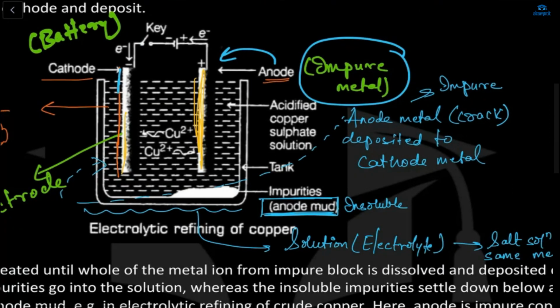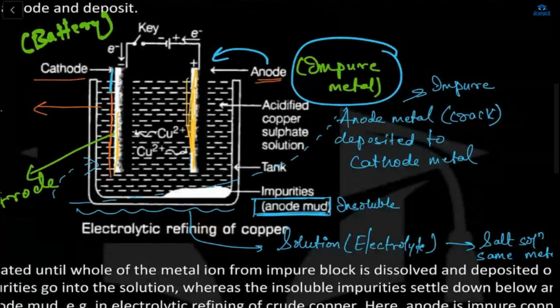Now here what is happening is that from this anode rod, all the impure metals get deposited on the cathode side. क्या होगा, यहाँ से जो भी चीजें होंगी वो यहाँ पर जो है कैथोड में it will be deposited. ठीक है, यहाँ से वो क्रैक होकर टूट कर जो है वो यहाँ पर कॉपर में सारी डिपॉजिट हो जाएंगी.